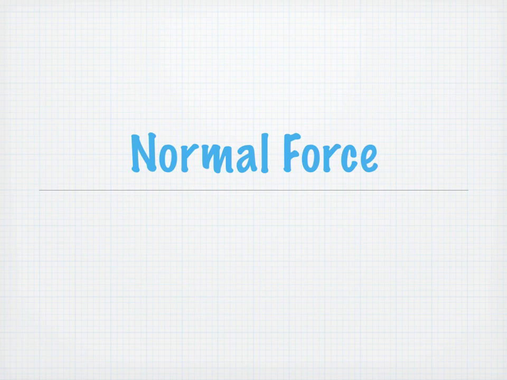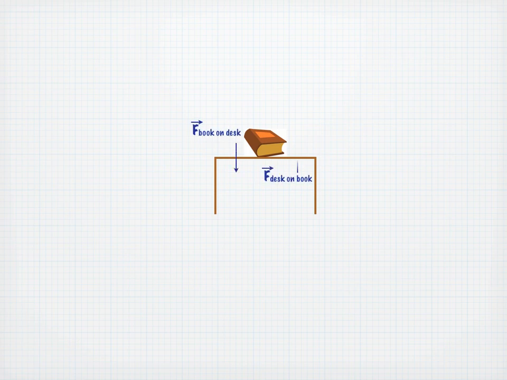Normal force. When objects are in contact with each other, each object exerts a contact force on the other object. What does Newton's third law tell us about these forces? It tells us that they are equal in magnitude and opposite in direction. This book and desk are in contact with each other, and they are each exerting a force on the other. What is the force that the book is exerting on the desk?